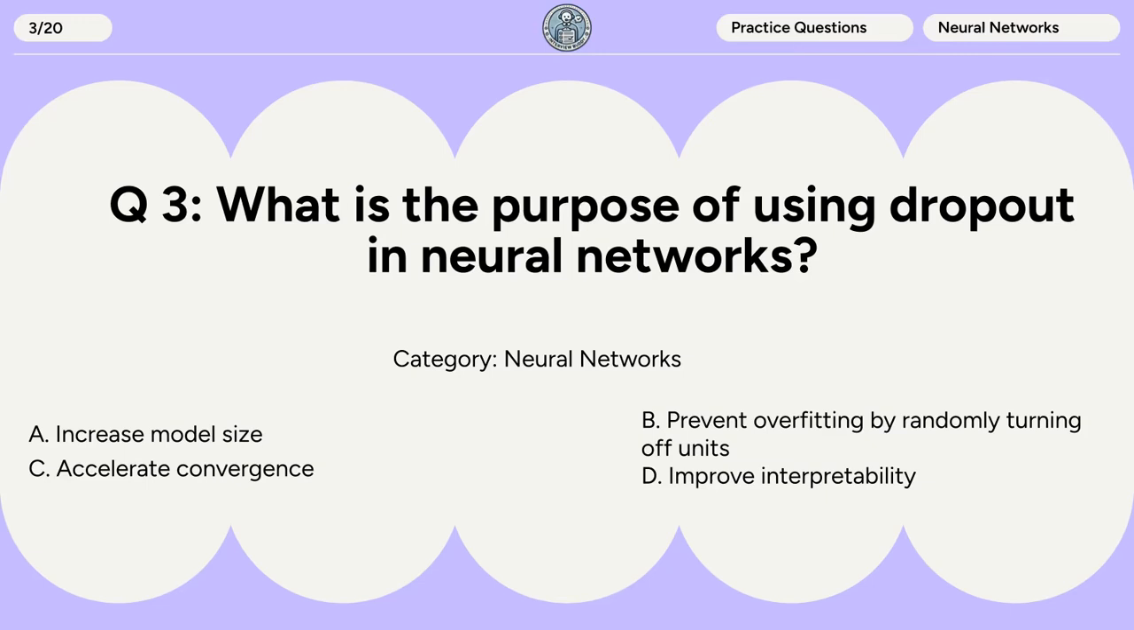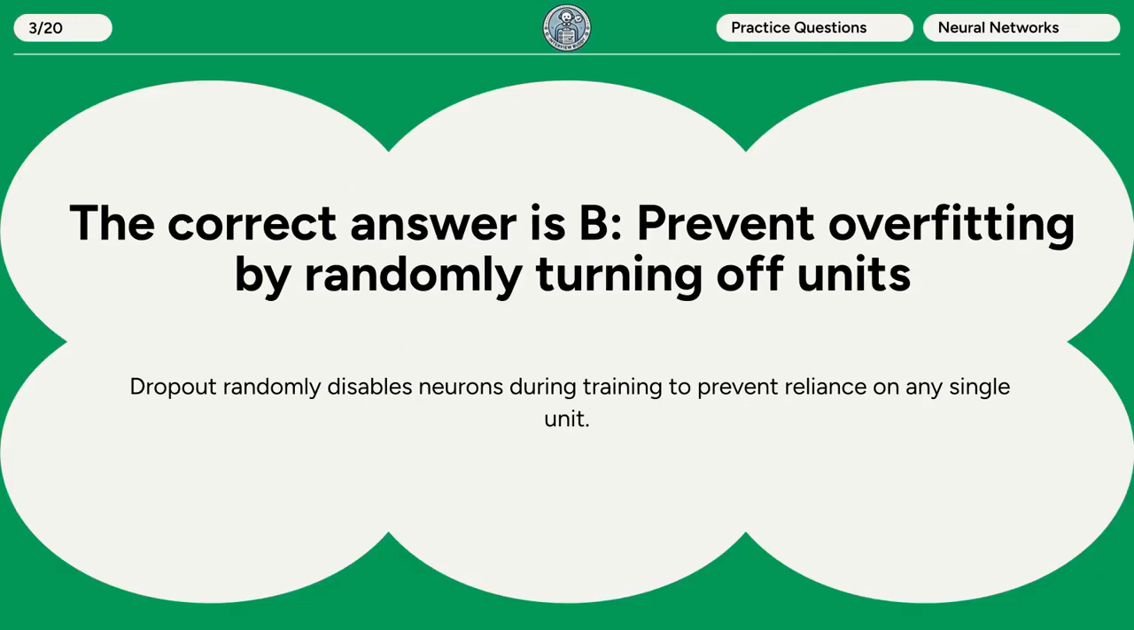Question 3. What is the purpose of using dropout in neural networks? A. Increase model size. B. Prevent overfitting by randomly turning off units. C. Accelerate convergence. D. Improve interpretability. The correct answer is B. Prevent overfitting by randomly turning off units. Dropout randomly disables neurons during training to prevent reliance on any single unit.